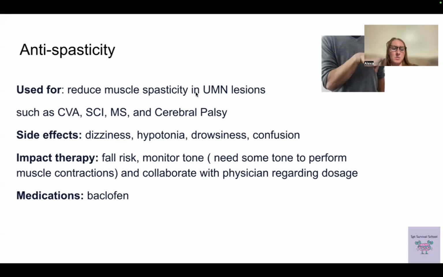Sometimes with these medications, they might have the opposite effect. So there's too much tone, and then they can cause the muscles to not have enough tone. So just keeping an eye on that because the muscles do need some tone to be able to contract, and collaborating with the physician regarding the dosage, just so the drugs are not doing the opposite effect of what they're supposed to do. And then medication being baclofen.